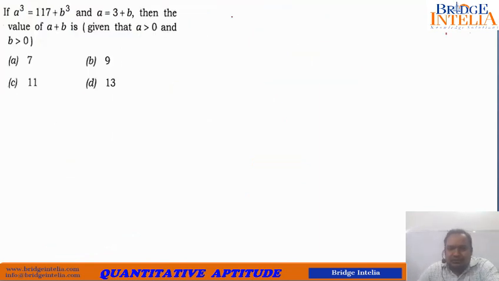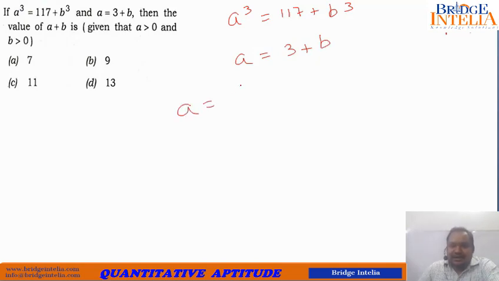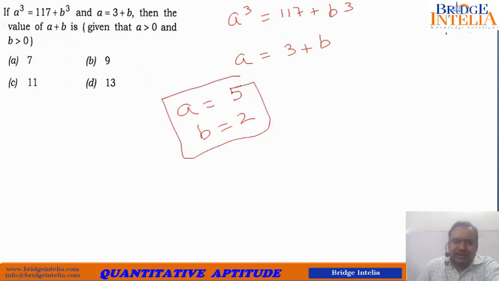Again the same. A cube is equal to 117 plus b cube and a is equal to 3 plus b. So you can realize that this is very near to 5 cube. So take a guess. A is equal to 5 and b is equal to 2. Does it fit? Yes, it actually fits. 117 plus 8 is equal to 125. So this value fits. So now you have been asked to find a plus b. So what is a plus b? 7. 7 is the correct answer.